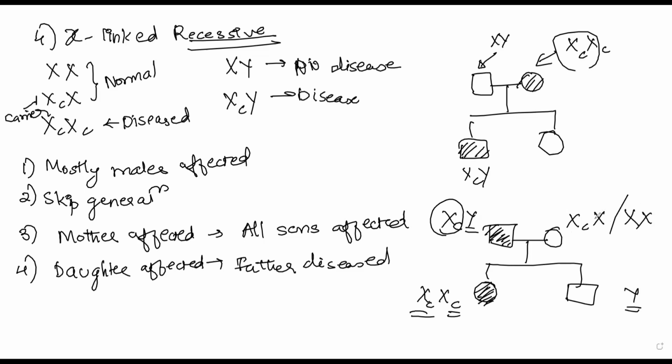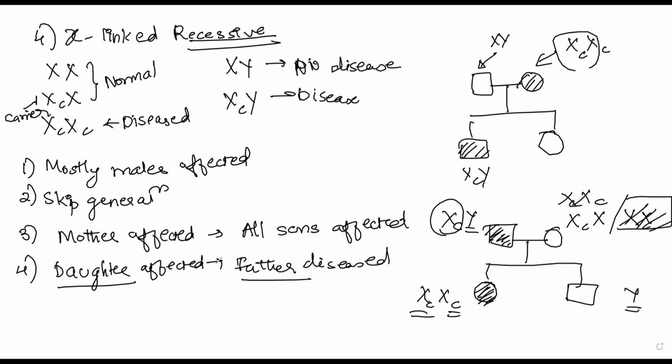Okay, so here the chance of the mother being completely normal is nullified, because otherwise the daughter would not have had the disease. So the mother can be either completely diseased XCXC, or a carrier XCX. Okay. So another point: if the daughter is affected and the father is also affected, it is an example of the X-linked trait.